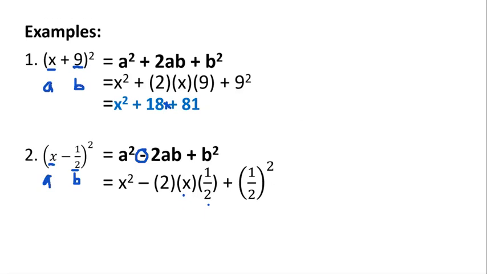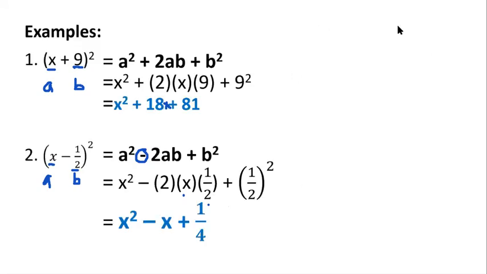Now, simplifying these expressions, this substitution that we made, it becomes x squared minus x plus 1/4. Why did it become negative x? Because negative 2 times x is equal to negative 2x. And negative 2x times 1/2 is equal to negative 2x over 2, or negative x. So that is why this is our final answer.